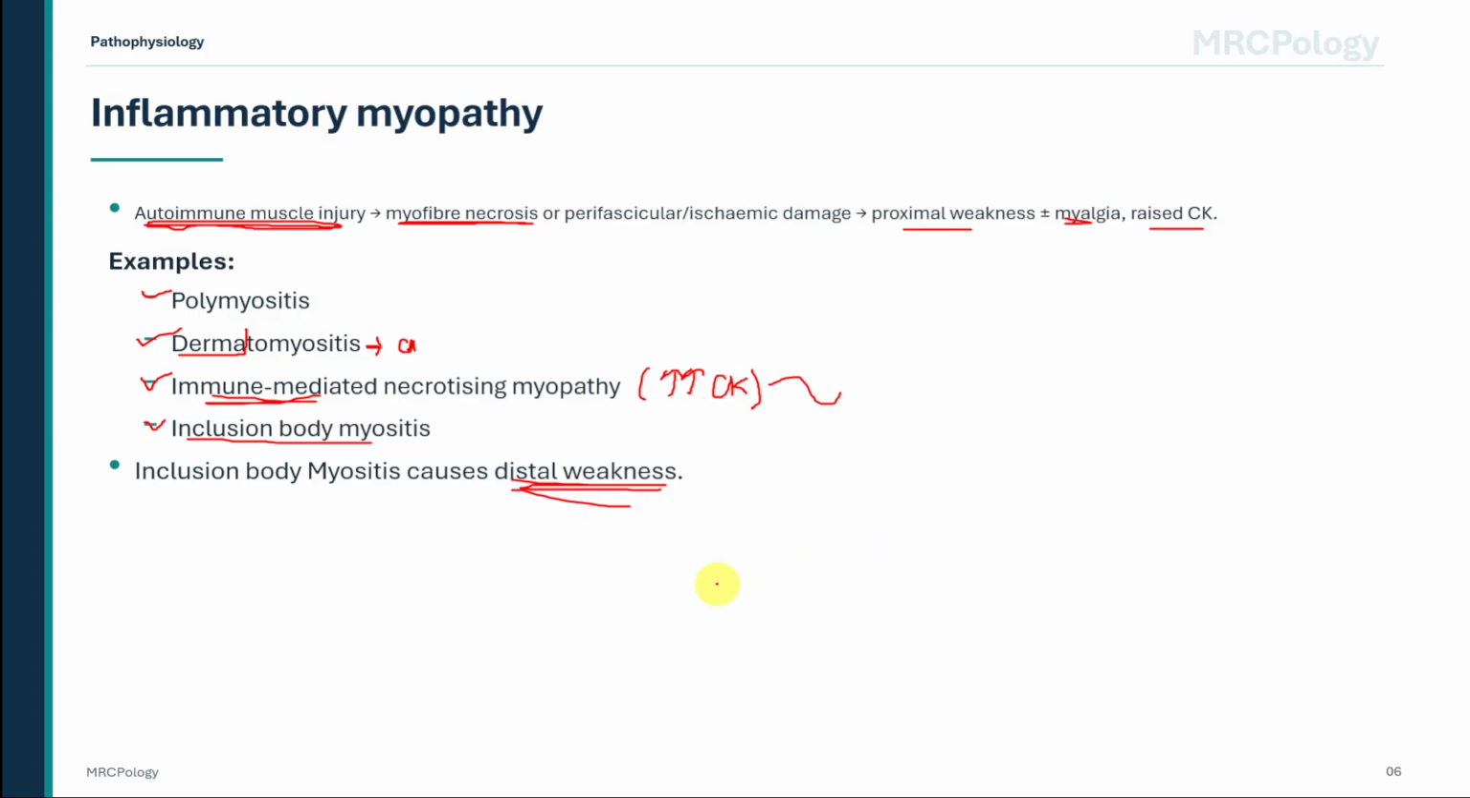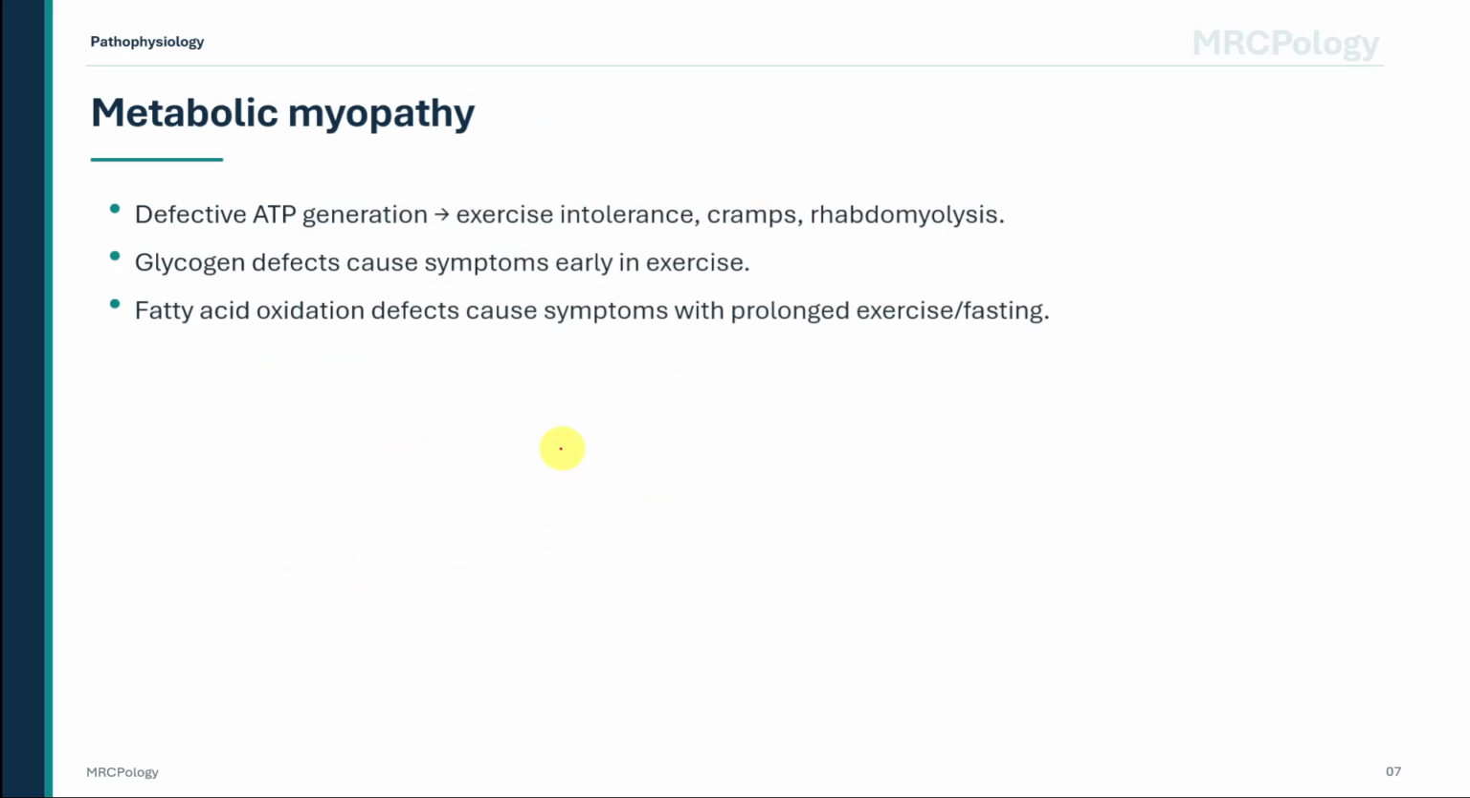Metabolic myopathies result from failure of the biochemical pathways that generate energy for muscle contraction. Muscle needs a continuous supply of ATP. When energy production cannot meet demand, the patient develops exercise intolerance, painful cramps, fatigue, or rhabdomyolysis. The timing of symptoms in relation to exercise provides an important diagnostic clue.